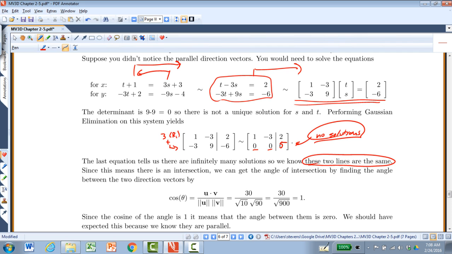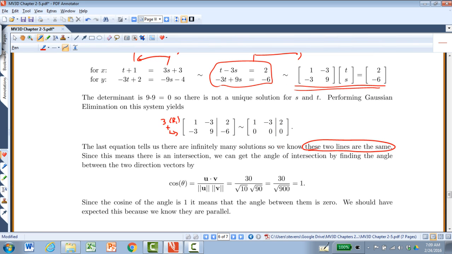Right, so intersecting in infinitely many places and intersecting nowhere sort of looks the same, except this last equation, once you get it into row echelon form, is either going to be all zeros and a 0, in which case you have infinitely many, or all zeros and a not 0, in which case you have none. And that happens when they're parallel.